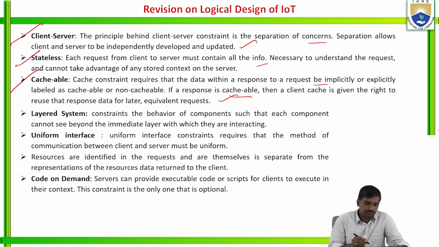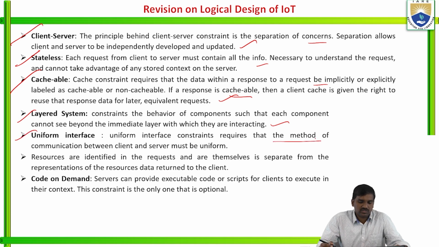And layered system: the layered system defines the behavior of the components, such that each component cannot see beyond the immediate layer with which they are interacting. And uniform interface: it maintains the method of communication between the client and the server. The last one, code on demand: the services can provide executable code or scripts for a client to execute in its context. This constraint is the only one that is optional.